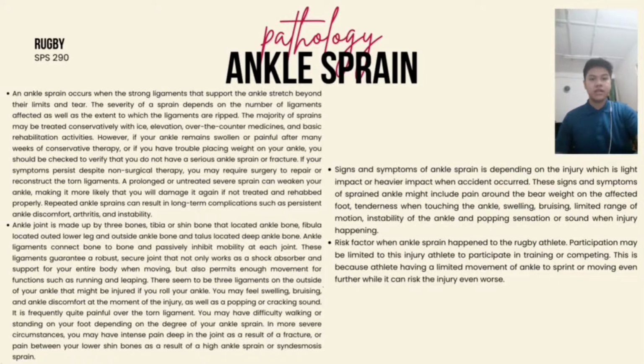There are 3 ligaments on the outside of your ankle that might be injured if you roll your ankle. You may feel swelling, bruising, and ankle discomfort at the moment of the injury, as well as a popping or cracking sound. It is frequently quite painful over the torn ligament. You may have difficulty walking or standing on your foot depending on the degree of your ankle sprain. In more severe circumstances, you may have intense pain deep in the joint as a result of a fracture, or pain between your lower shin bones as a result of a high ankle sprain or syndesmosis sprain.